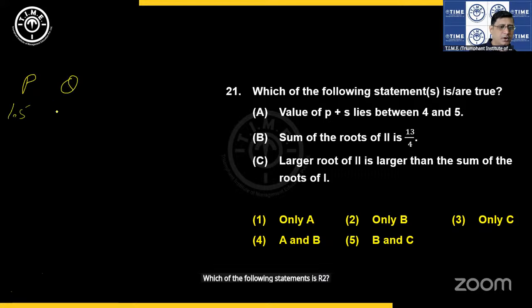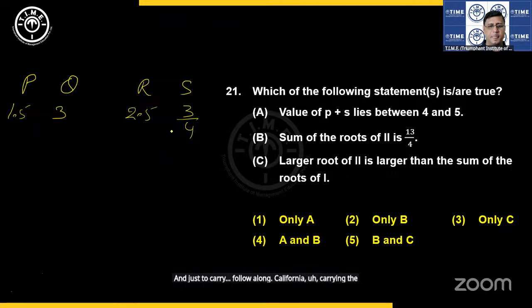P is equal to 1.5, Q is 3, R is given as 2.5, and S is equal to 3 by 4. Am I right? I'm just carrying the previous data. Which of the following statements are true?